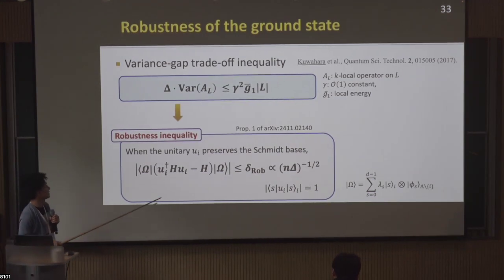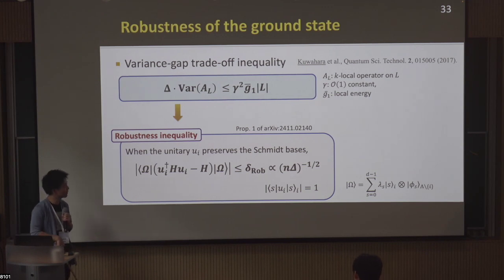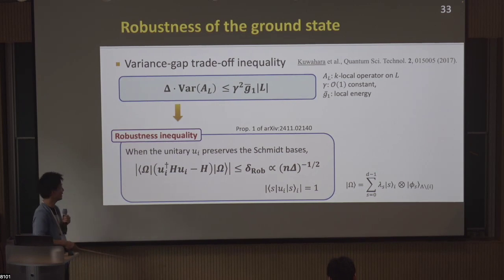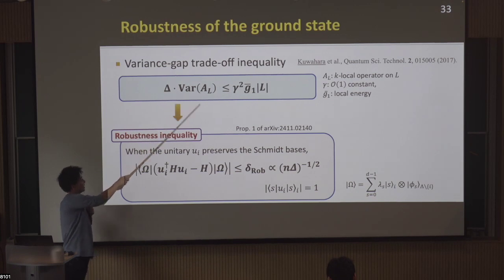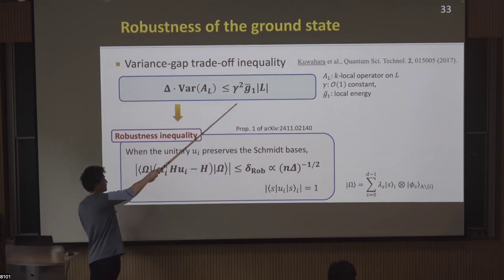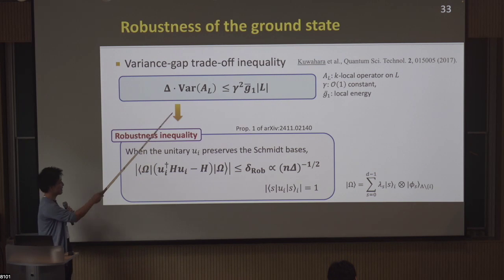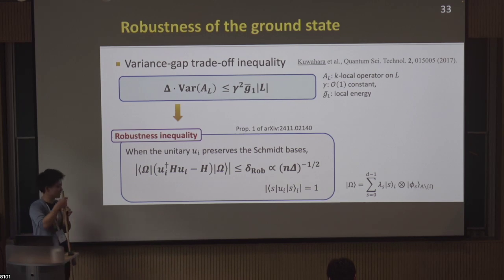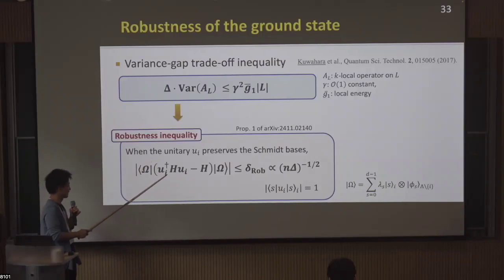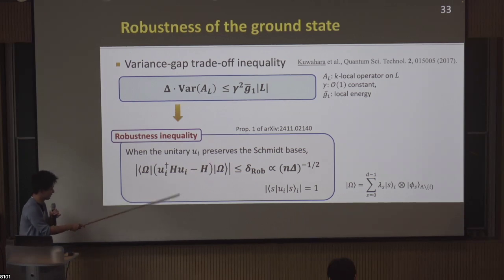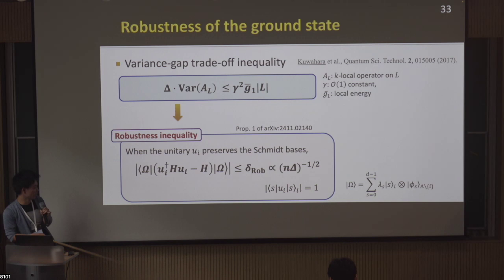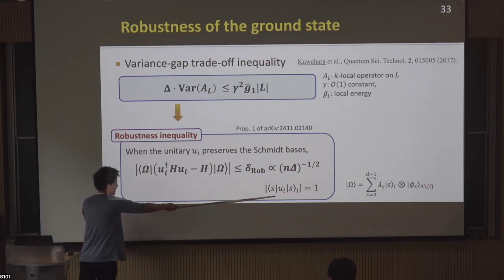And the first important ingredient is the robustness of the ground state in gapped interacting systems. To derive this result, we first utilize this variance-gap trade-off inequality. The gap times the variance of an arbitrary local operator on a subsystem is upper bounded by some constant times the subsystem size. And by using this upper bound, we can prove this robustness lemma for arbitrary local unitary operators which preserve the local Schmidt basis. I mean, that robustness implies that for an arbitrary local unitary operator acting on the gapped ground state, the energy is almost the same. And this robustness constant is given by delta lob, which is proportional to the square root of 1 over square root of n delta. And the conditions that preserve the Schmidt basis imply this one.